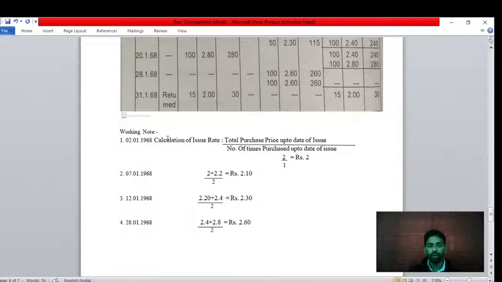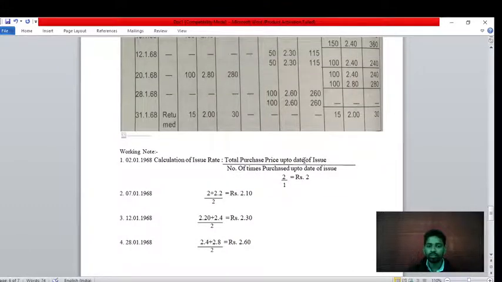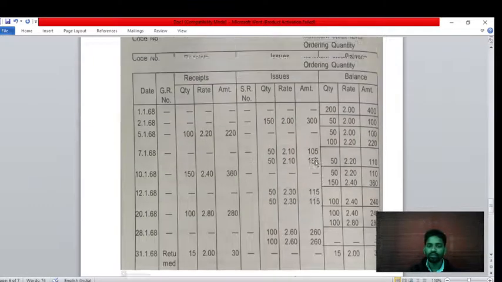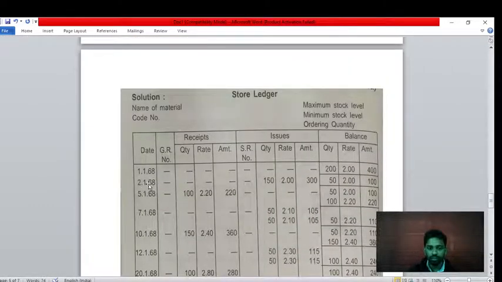For that purpose we have to prepare the working note. So see working note number 1 on 2nd January 1968, calculation of issue rate: total purchase price up to date of issue divided by number of times purchased up to date of issue. Now, this is the issue date and this is the purchase date, or receipt date. Before the issue only one purchase was made, and the rate is rupees 2.